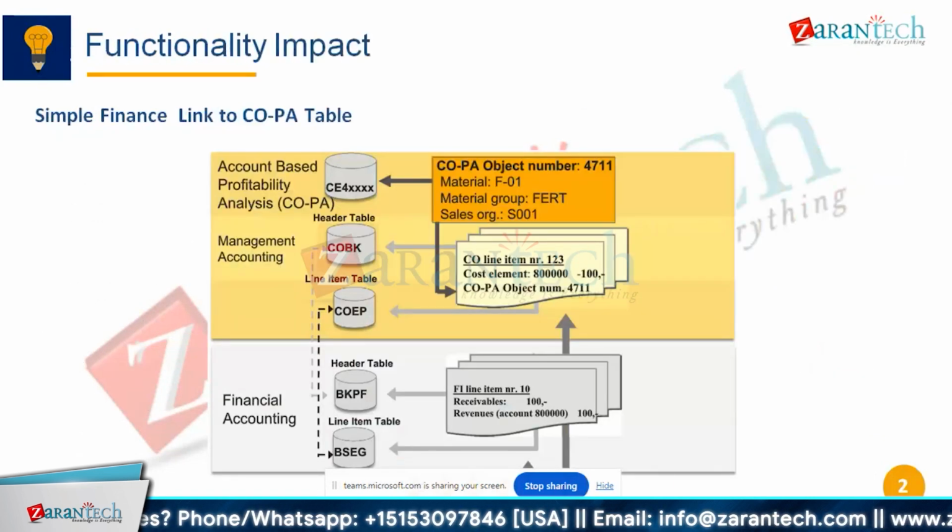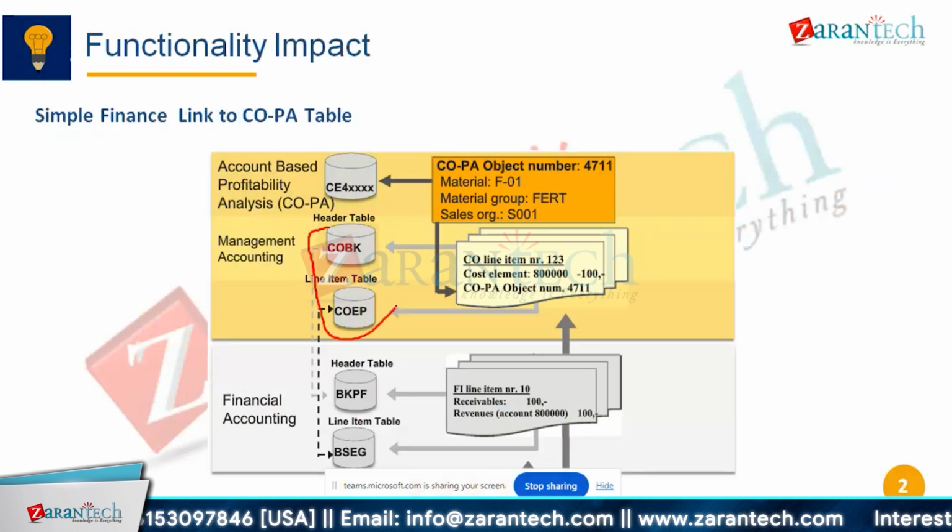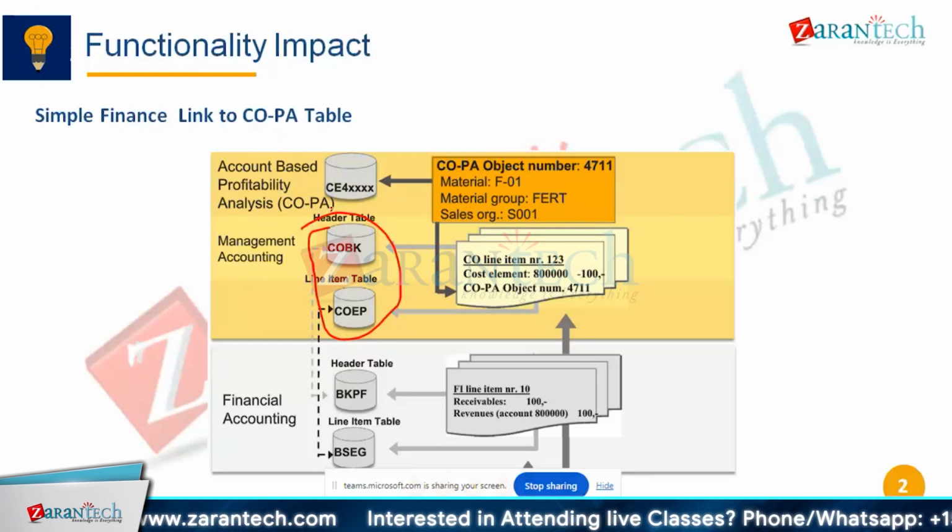Account-based COPA. So now in S4HANA we have the account-based COPA and we have margin analysis. These are the header and line item tables for CO. So COPA object number 4711, material this, material group this. This information we used to store in C tables, C4. This is operating concern, whatever is the operating concern code. So this used to get stored in this kind of tables.